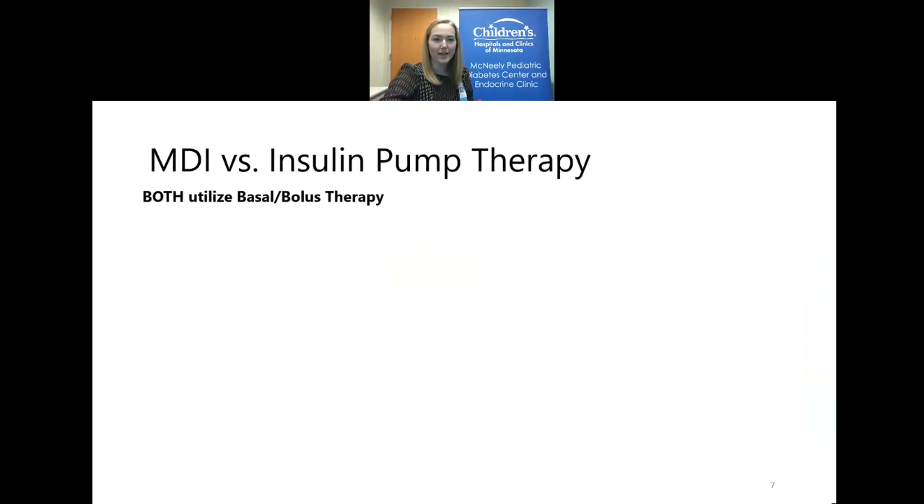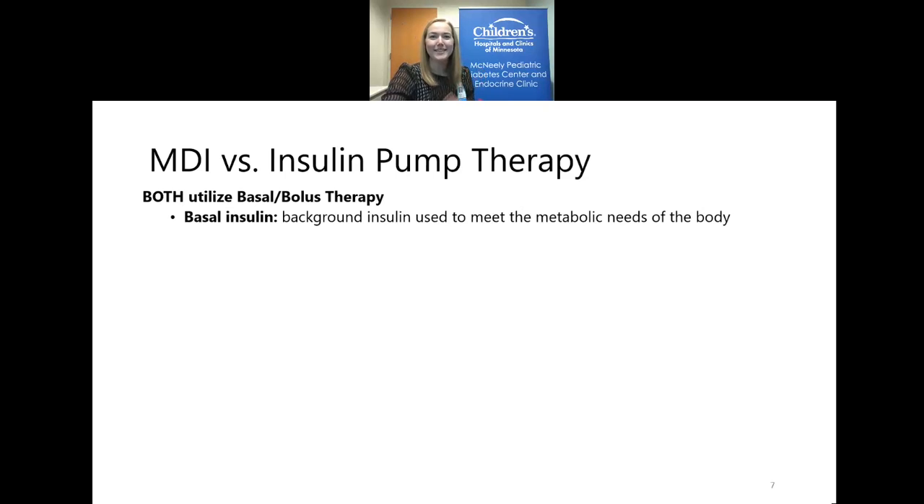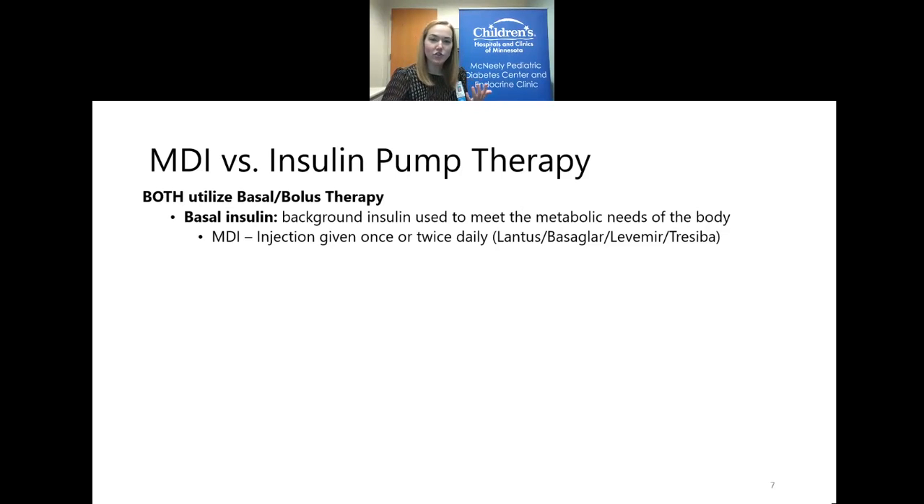All right, so back to basal bolus therapy, MDI versus pump therapy. So basal insulin, what we just talked about, it's that background insulin used to meet the metabolic needs of the body. So in MDI, it is an injection that we give once or twice daily, depending on which brand of long-acting insulin you're on. So that may be Lantus, Basaglar, Levemir, Tresiba, could be Toujeo. There's a lot out there. So that probably sounds familiar to you. You can identify with whichever brand you use.